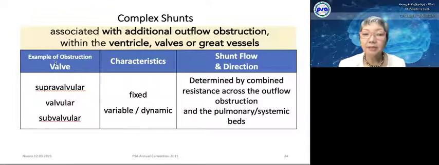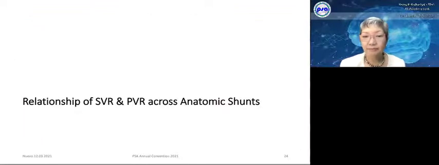Obstruction may happen at the level of the ventricle, the valves, and of the great vessels. And at the level of the valves, it can be above or below, so that it can be fixed or it can be variable, especially in subvalvar. And again, the direction and shunt flow will depend on the amount of obstruction, depending on the resistance that is occurring in the systemic or pulmonary beds.